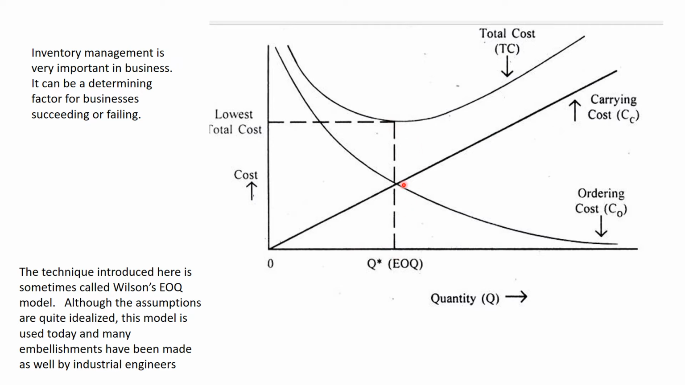We're going to use calculus to find that sweet spot. The technique introduced here is sometimes called Wilson's EOQ model. EOQ stands for economic order quantity. We're going to be looking at what is the amount that we order each time. Although the assumptions in this model are quite idealized, this model is used today, and many embellishments have been made since as well by industrial engineers, and this is incorporated into many manufacturing management software products as well.